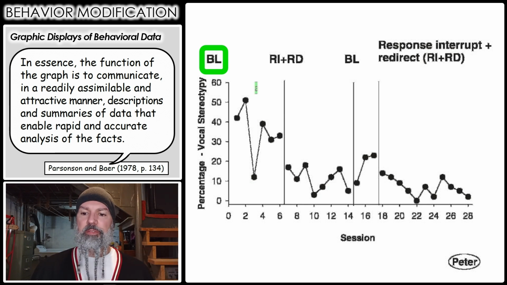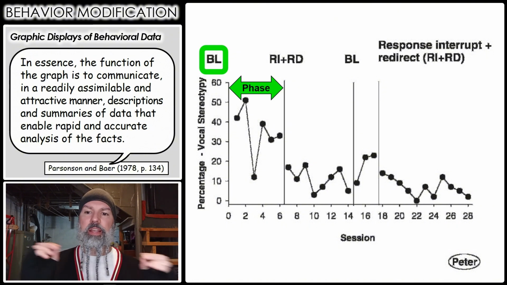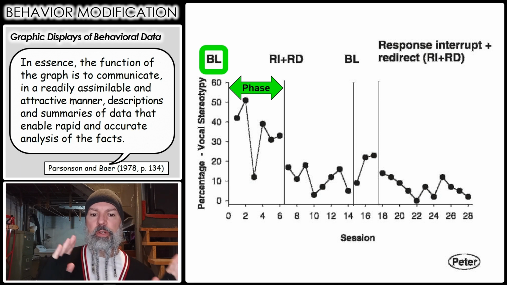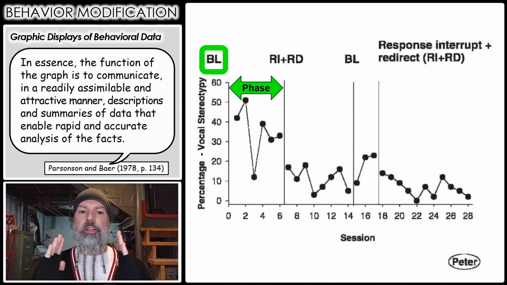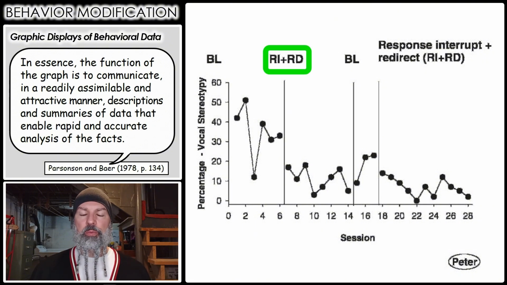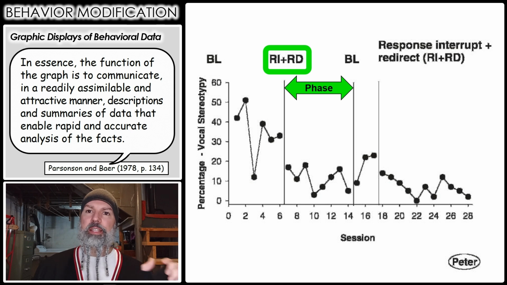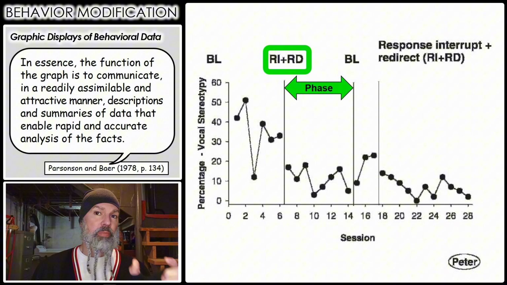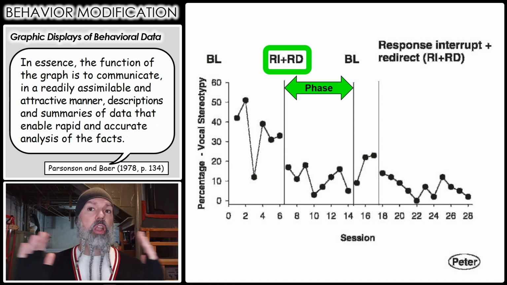What is the environmental consequences and arrangement? And then we have the phase, and the phase is the period in the study that that condition is in effect for. So that first phase, which goes from the first trial to the 5th trial, that is the baseline phase. And then we have the response interrupt and redirect phase that follows that. So the response interrupt and redirect indicates what is the contingency, what is the environmental arrangement during that treatment period, and then the length of the period is indicated by the phase. That is what the phase is. How long has that response interrupt and redirect taken place?